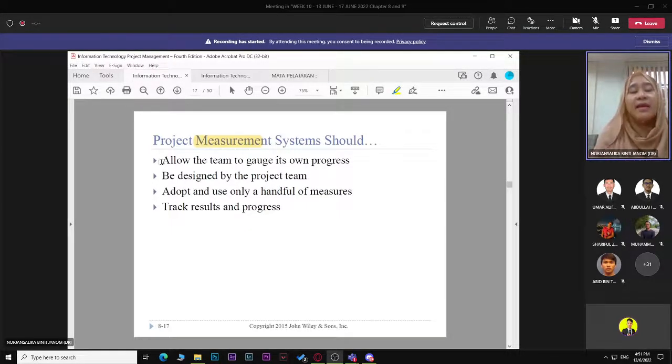Let them plan accordingly, right? The team must be allowed to gauge its own progress, meaning that the team itself will measure and monitor. They will be responsible for their own project, and for all the progress, they are responsible to report and communicate with the project sponsor, for example. Okay, allow that.